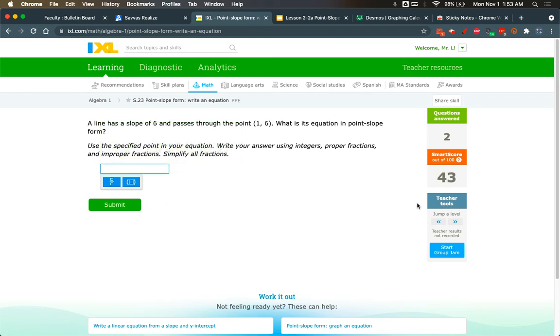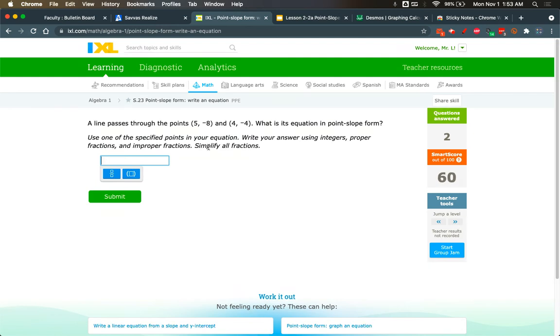Okay. On IXL, it does get a little more challenging. Once you hit around 60, it gives you 2 points. Well, the only difference now is you've got to actually calculate the slope. You can choose either of these 2 points, but you've got to calculate the slope. So I'm going to choose this first point. I'm going to start with y minus negative 8, which is y plus 8, equals now my slope, change in y over change in x.